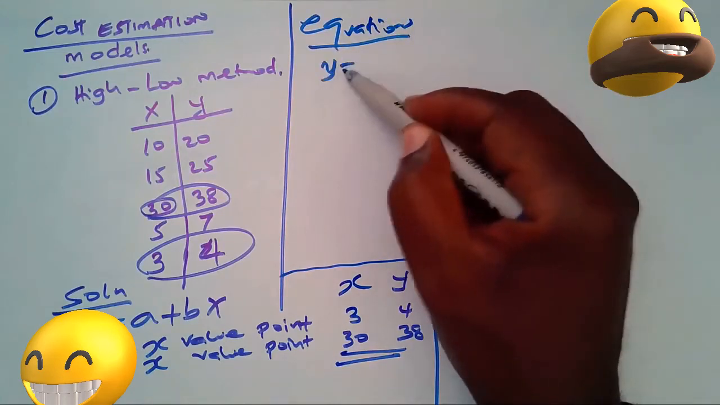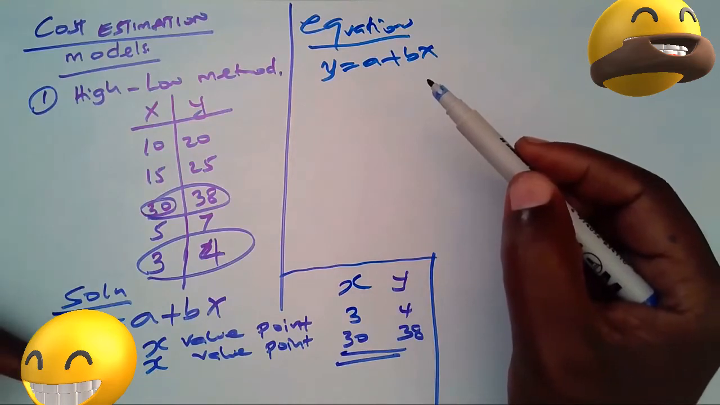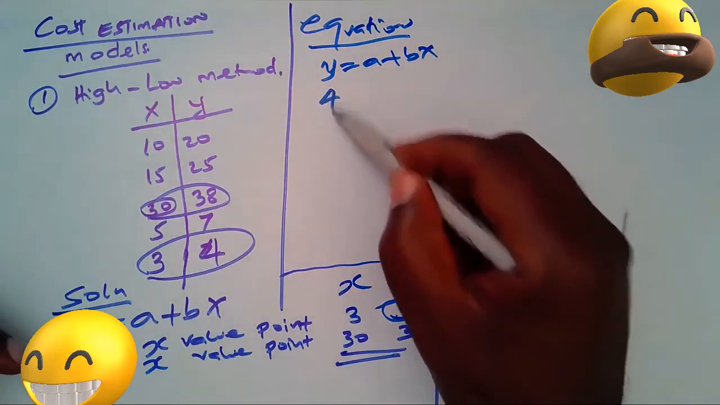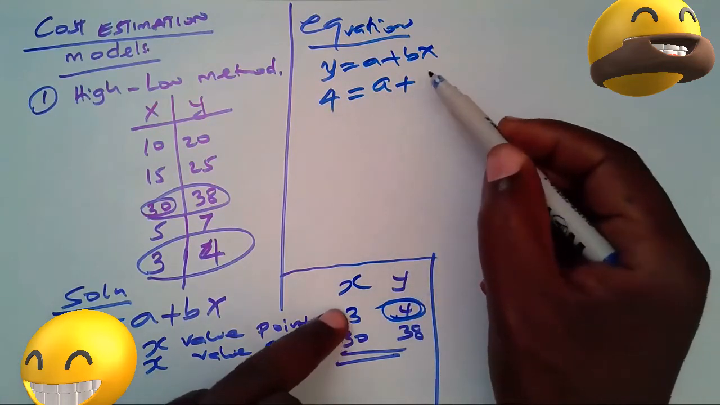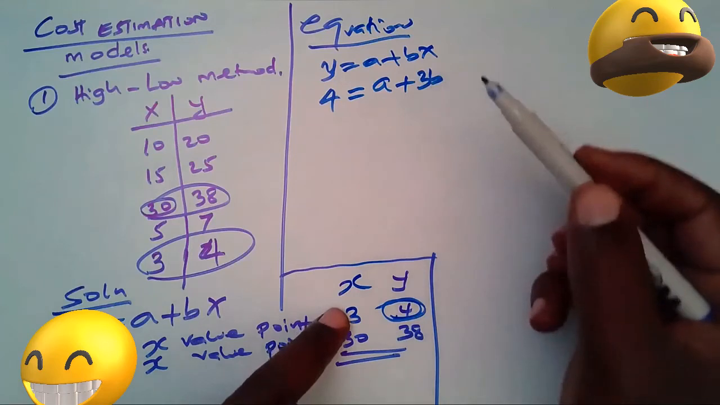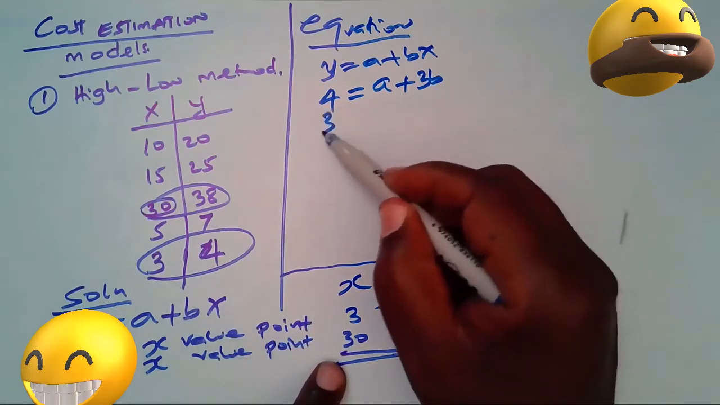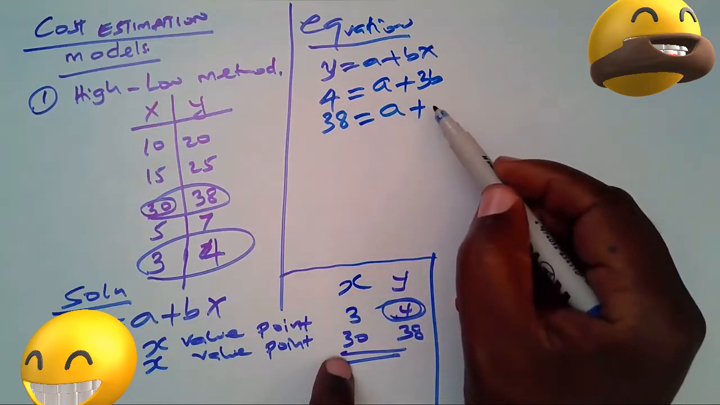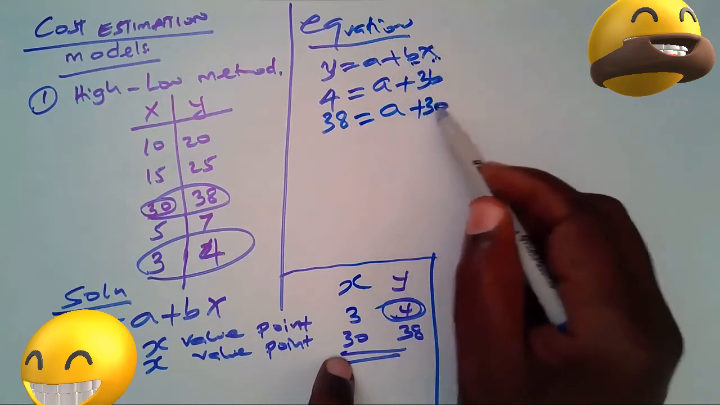Remember, it is y equals a plus bx. So using the lowest point, y is 4, which equals a plus b times 3, so 3b, because x is 3. And then we have y here is 38, which equals a plus b times 30, because x is 30. So we have here 30b.